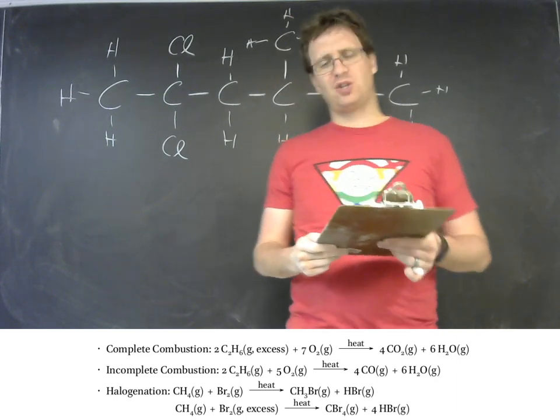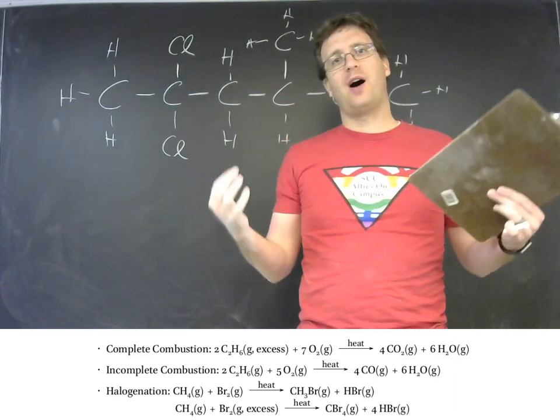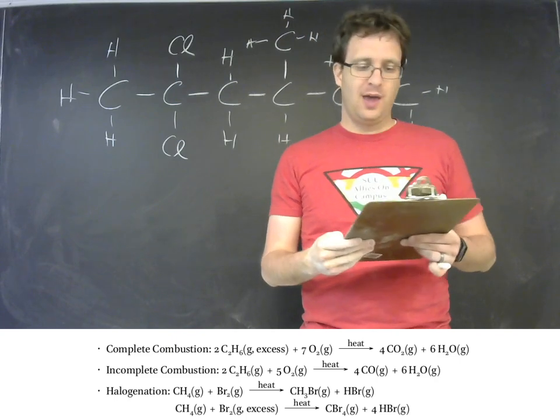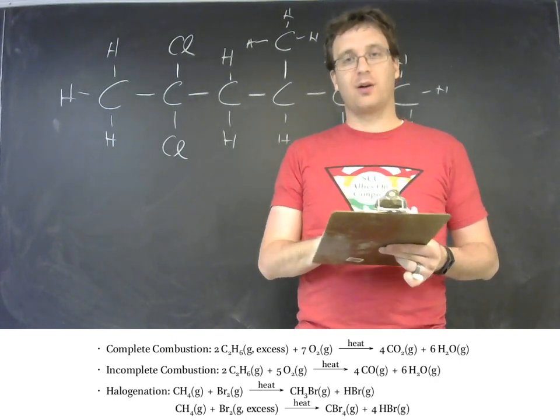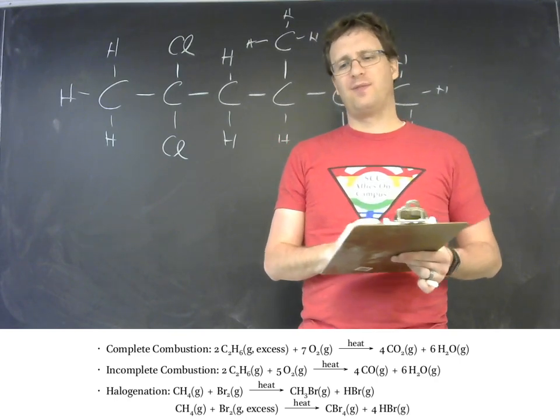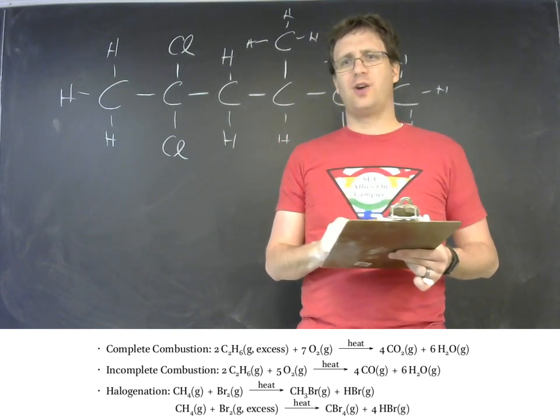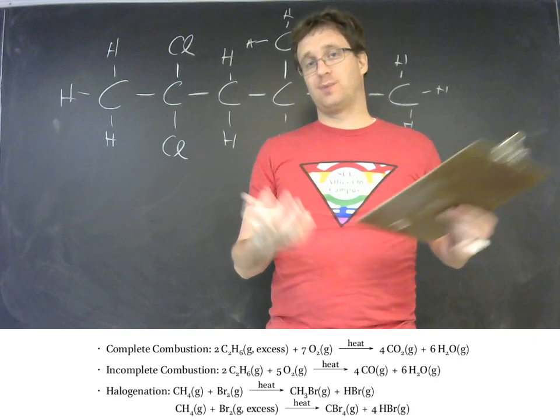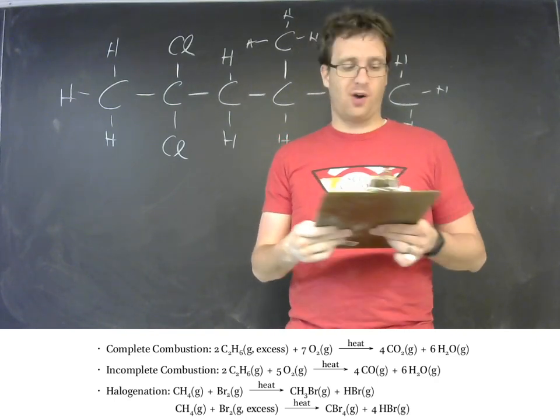Incomplete combustion happens when you don't have a high enough concentration of oxygen. You'll notice that the products here are carbon monoxide and water. So if you have a lower concentration of oxygen, then you'll be producing some carbon monoxide instead of carbon dioxide.